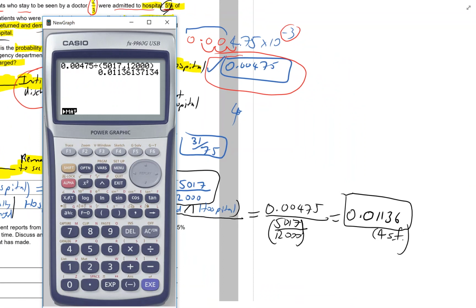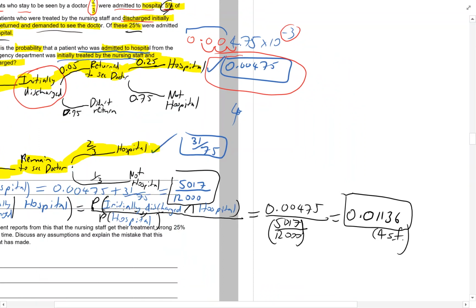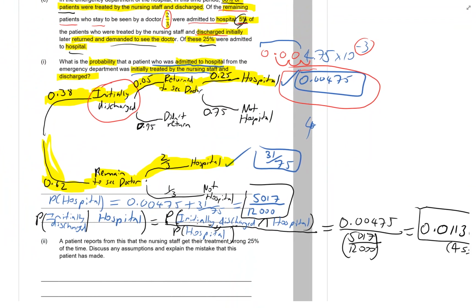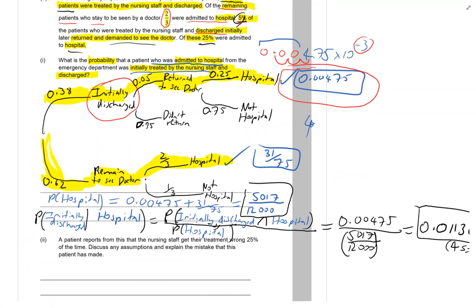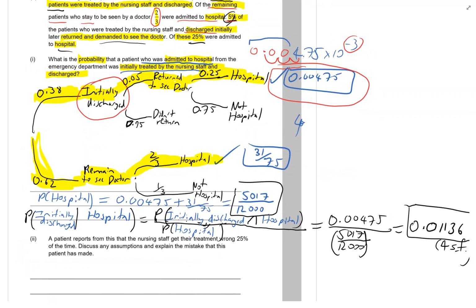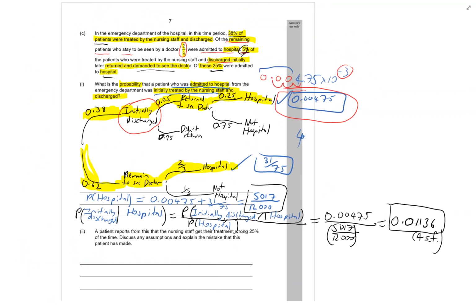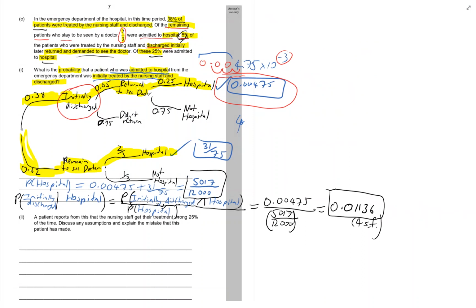So what's that saying? And is that sensible? Well, it's saying that if you end up in hospital, there's only about a 1% chance that you were initially discharged. Does that make sense? Why does that make sense? Well, you would hope that of those who end up in hospital, most of them weren't initially discharged, right? Because that would be a bad thing. If you need to go to hospital and they send you home, that's a really bad thing. So you would hope that that error only gets made a small percentage of the time. So that's a sensible answer, isn't it? Always stop to check whether your answer is sensible.